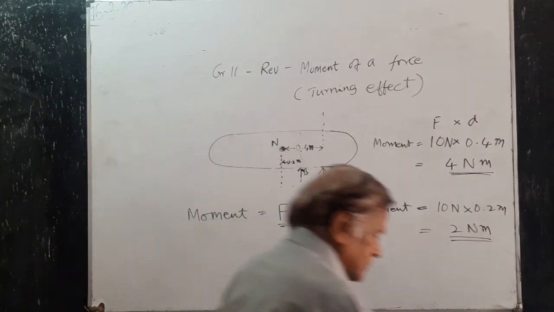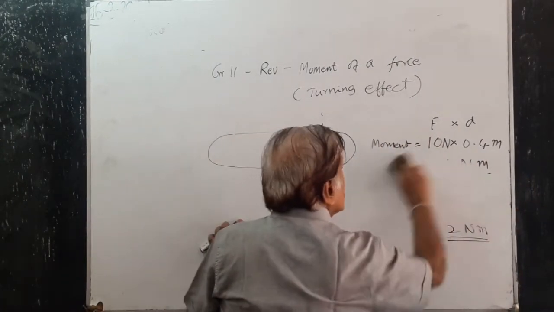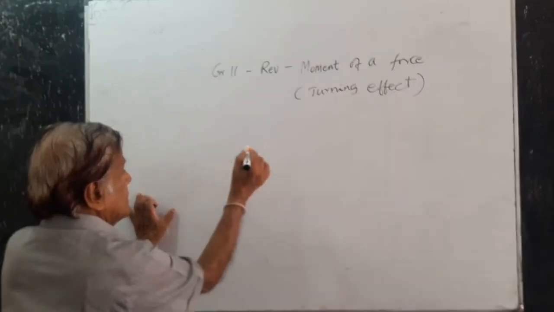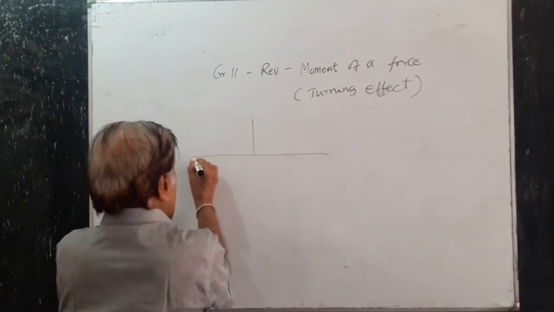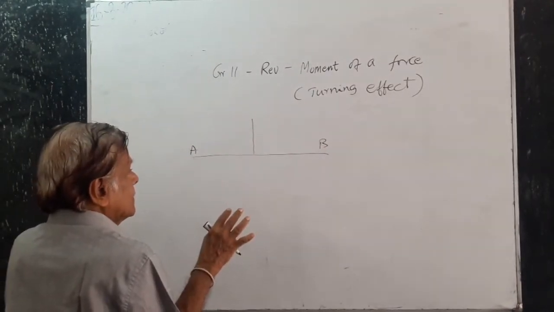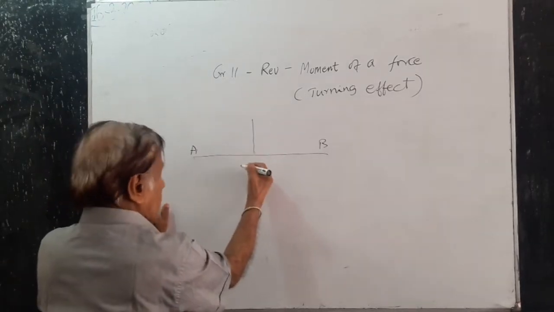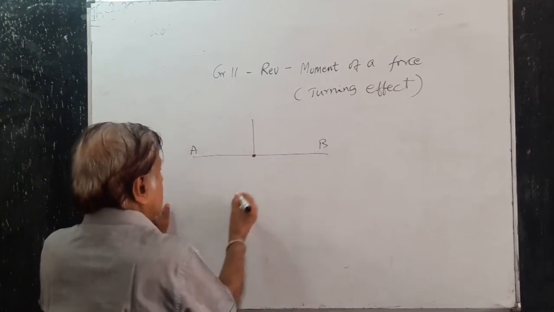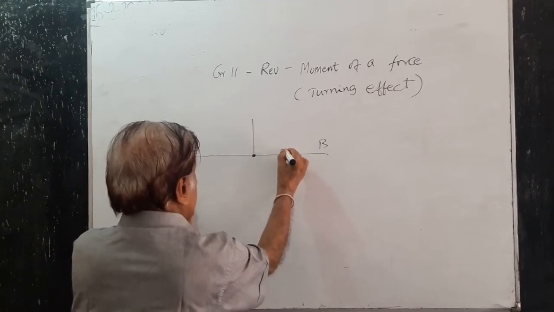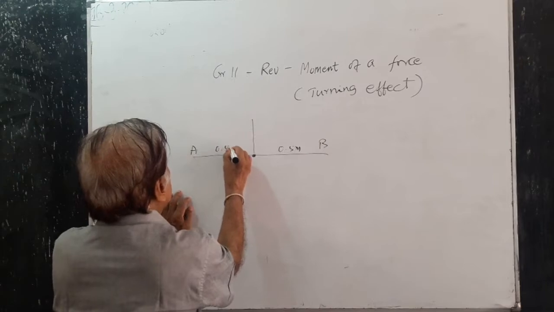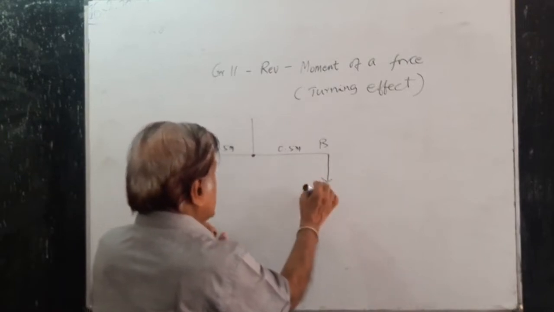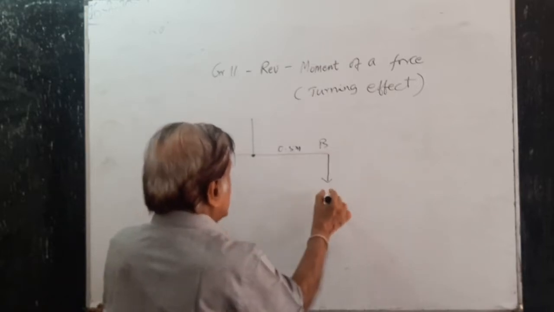Now, sometimes you are given, say, a metal rod. You can name this as AB. It is a uniform rod, and this is its midpoint. Say the length of this rod is 1 meter. Here you have 0.5, and this length is also 0.5. Now there is a force applied at B, say 12 newtons.